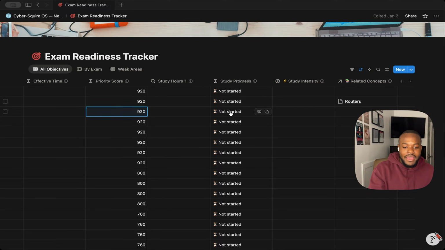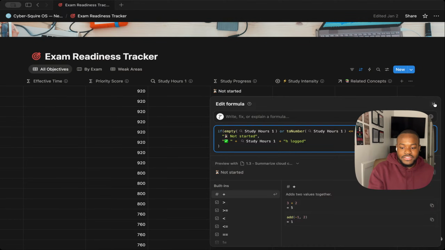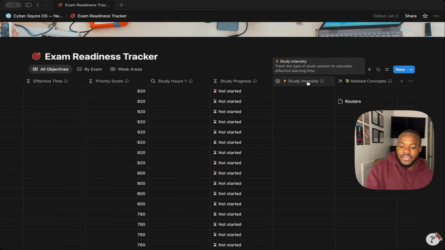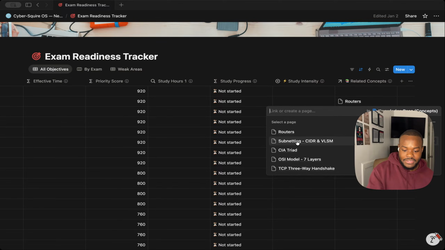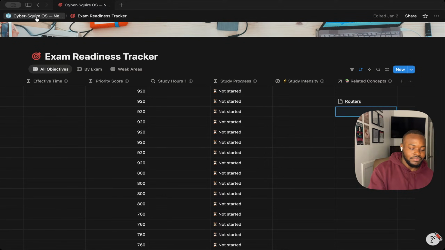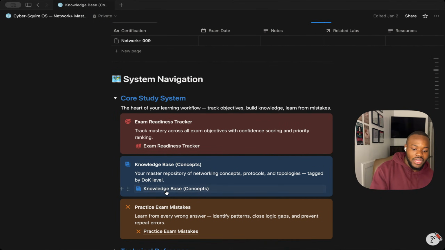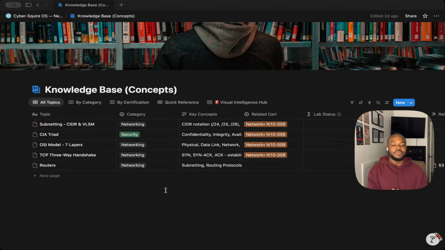Now, of course, we have studying progress. This is based on your other categories, and a lot of the tables are automated. Study intensity, and then we have related concepts, right? So we can tag this, and we can be like, don't worry, I'm going to show you it's on the other page. Now, we move back into knowledge-based concepts.